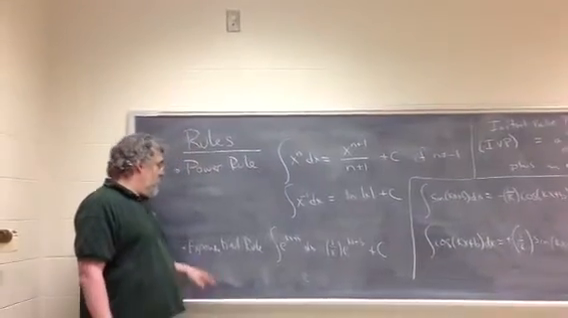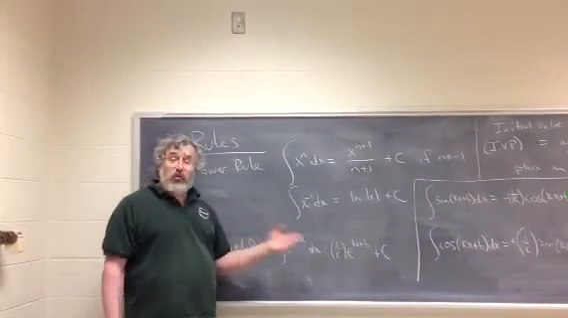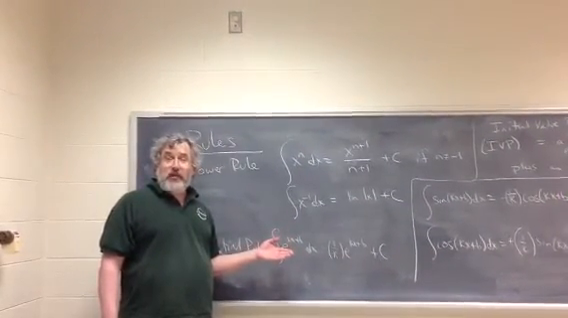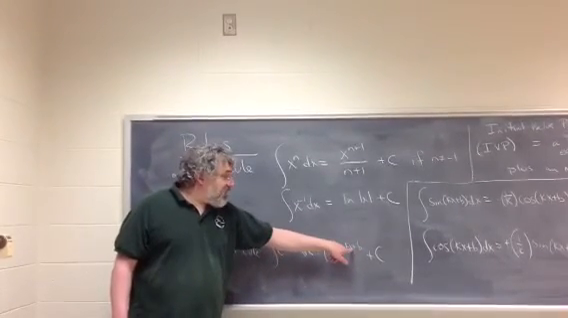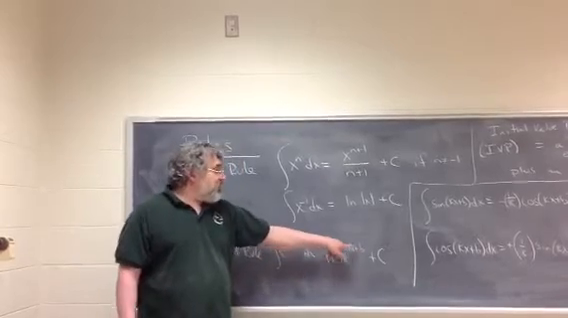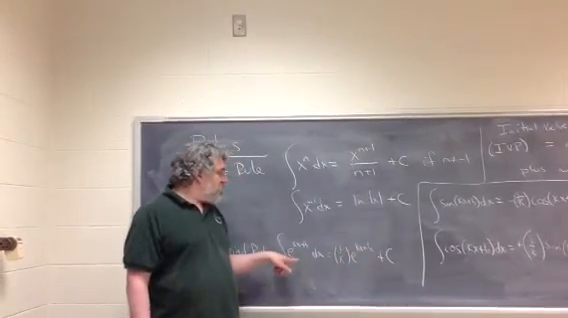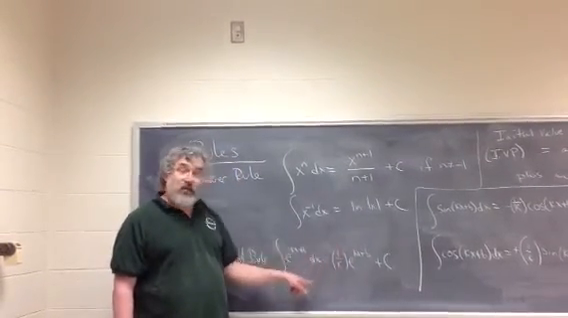What else do we know? Exponentials. Well, the derivative of e to the x is e to the x. The derivative of e to the kx plus b would be e to the kx plus b times the derivative of that, which is k. So the antiderivative takes that into account.